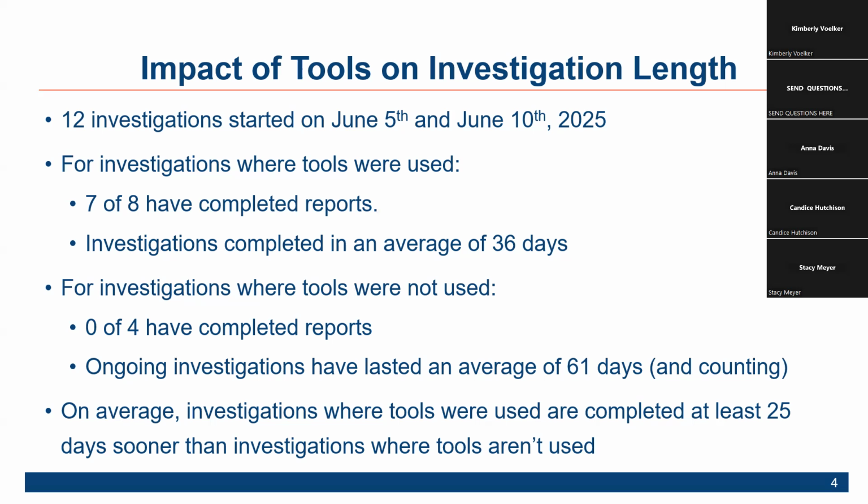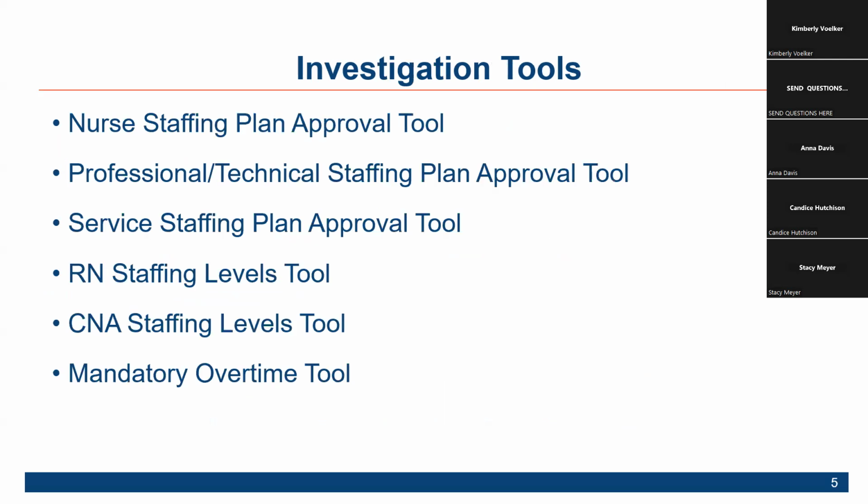So on average, the investigations where the tools were used were completed at least 25 days sooner than investigations where tools aren't used. We'll get that final count later when we have all of these investigations completed, but it does seem to have a significant effect on how long these investigations last. And we can already see that with how quickly the ones that use the investigation tools were completed and how long those other 4 are still going. So the investigation tools that we currently have are the Nurse Staffing Plan Approval Tool, the Professional Technical Staffing Plan Approval Tool, the Service Staffing Plan Approval Tool, the RN Staffing Levels Tool, the CNA Staffing Levels Tool, and the Mandatory Overtime Tool.